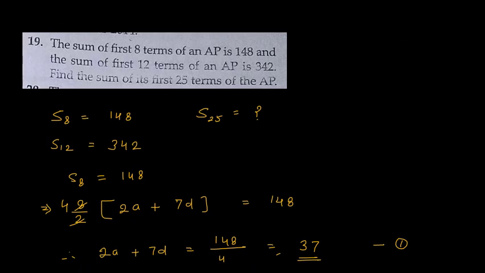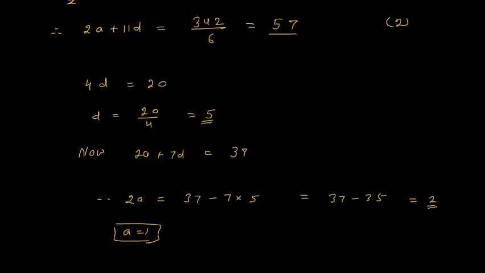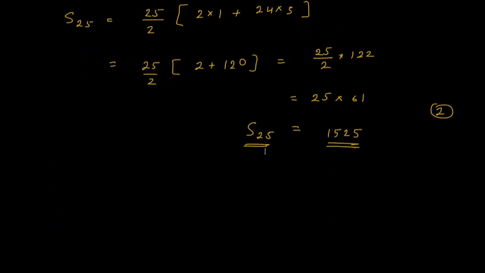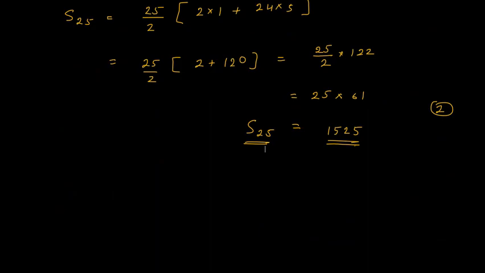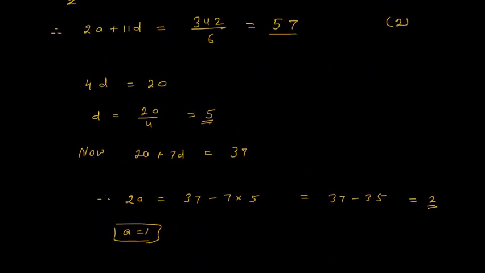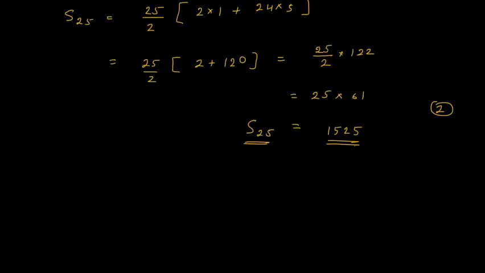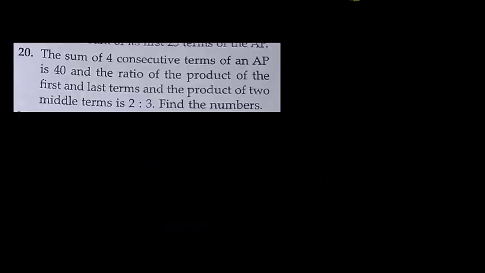So in this problem, the formula we are applying is for Sn, and then we get some linear equations, we solve those linear equations, we get the values of a and d, and then we find S25. Simple one. Now the 20th question is: the sum of 4 consecutive terms of an AP is 40, and the ratio of the product of the first and the last term and the product of the middle two terms is 2:3. Find the numbers. The sum of 4 consecutive terms.